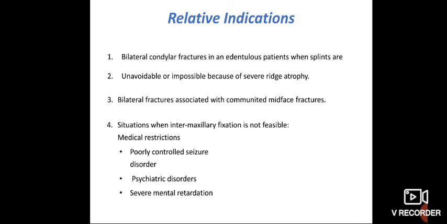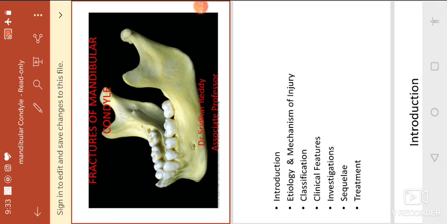A psychiatric disorder patient who cannot manage this, cannot give you full cooperation, and cannot comply with your treatment. There you have to do an open reduction. Also severe mental retardation due to any problems, either a genetic problem or other problem. A mentally retarded patient, a psychiatric patient, an epileptic patient: these are all relative indications to go for open reduction. So with this we'll end today's class. It is 45 minutes, and in the next class we are going to learn about the treatment modalities. Thank you.